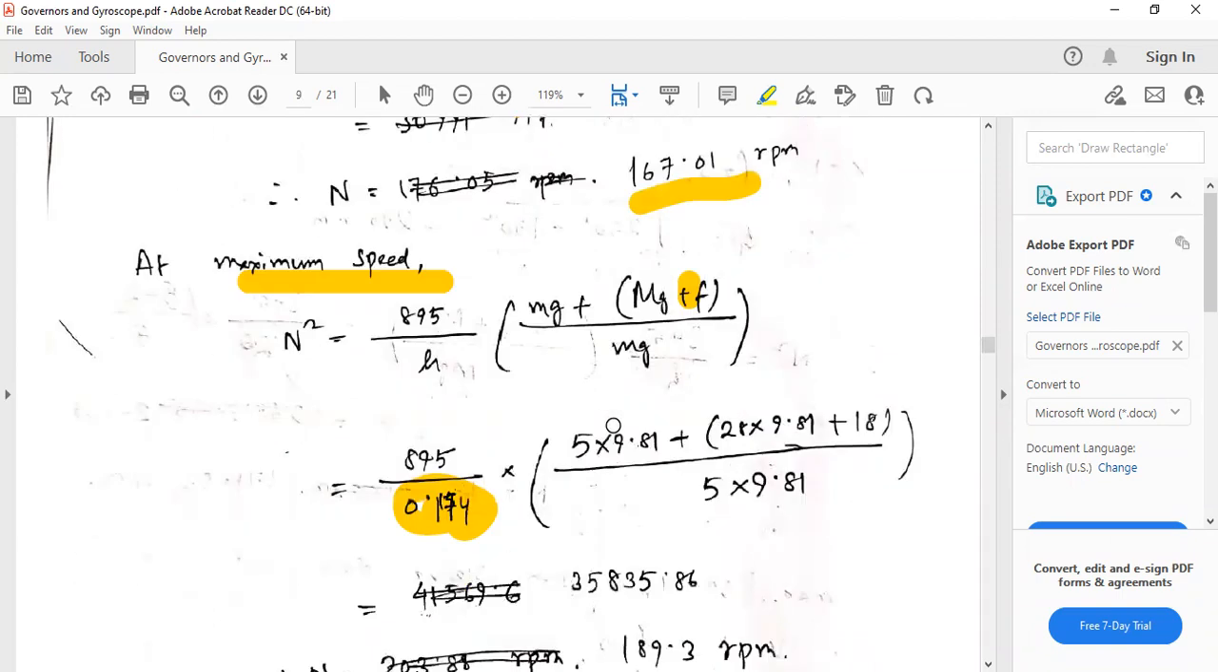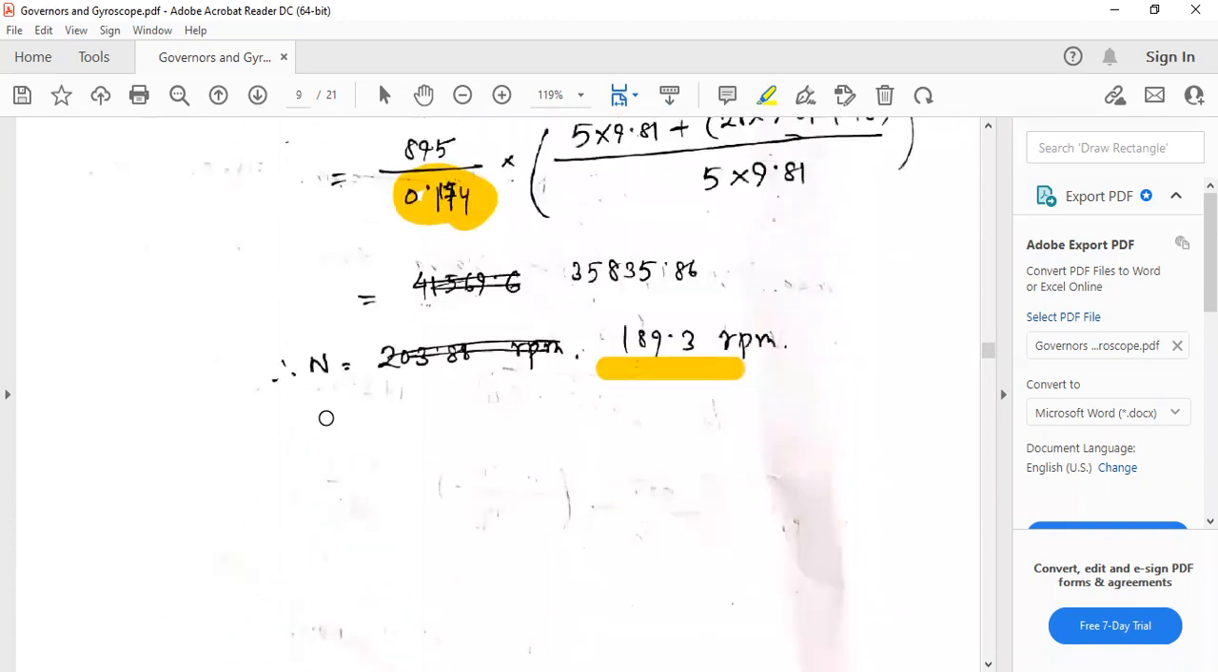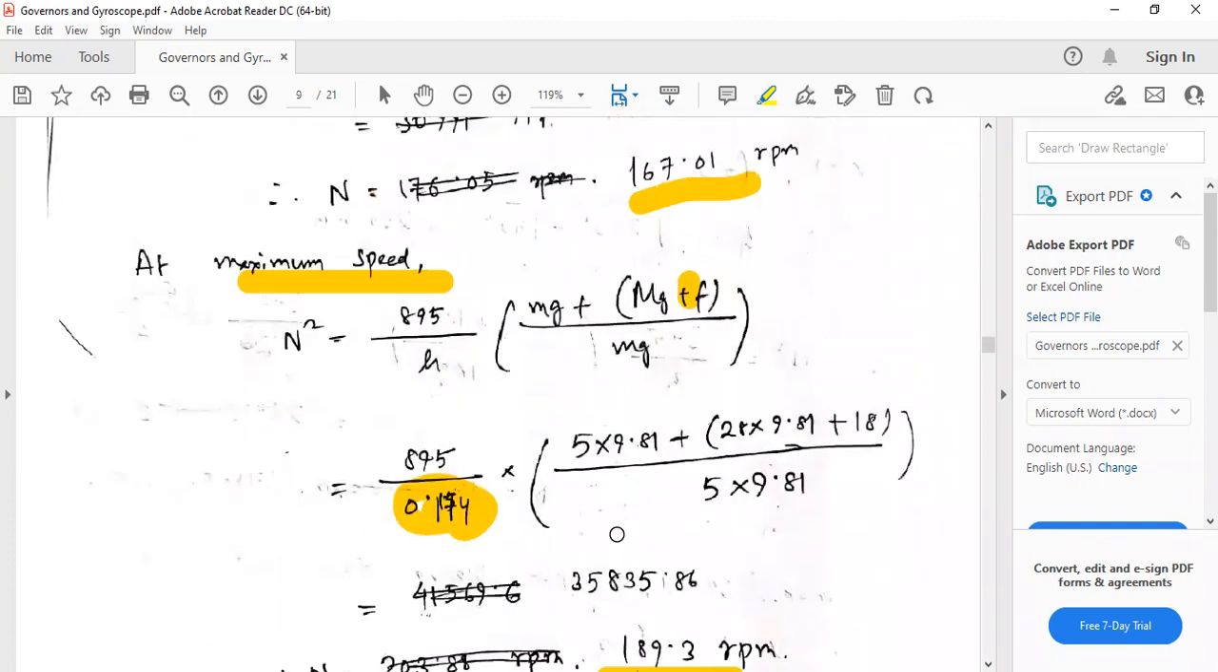167 with friction. These are with friction, and this is 189 maximum speed, and this is minimum speed. And the range will be their difference. So you have to find their difference, this minus this. That will be the range. Okay. So this completes a numerical of Porter governor.